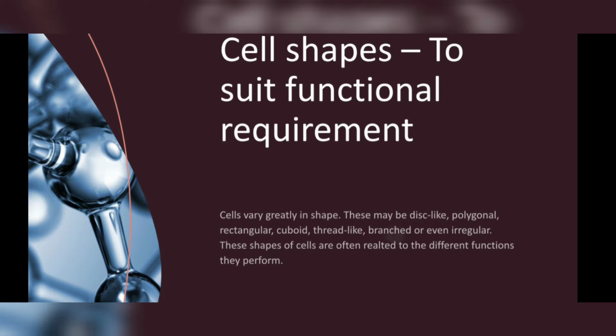Some cells are disc-like, meaning they are circular in shape. Some are polygonal, or small stick-like. Some are rectangular. Some are like a box. Some are cuboid, like a box but rounded at the edges. Some are thread-like, so thin that they are like a thread; you can take the example of a nerve cell. Some are branched, some are attached to each other, and some are irregular, meaning they don't have any defined shape.